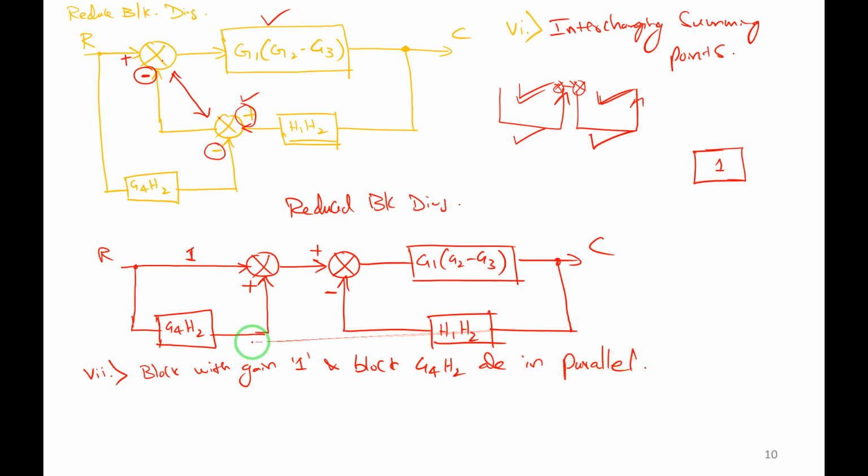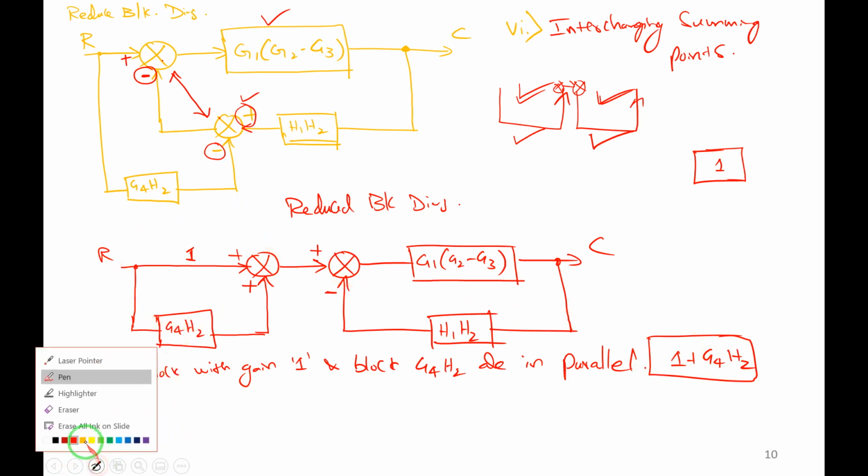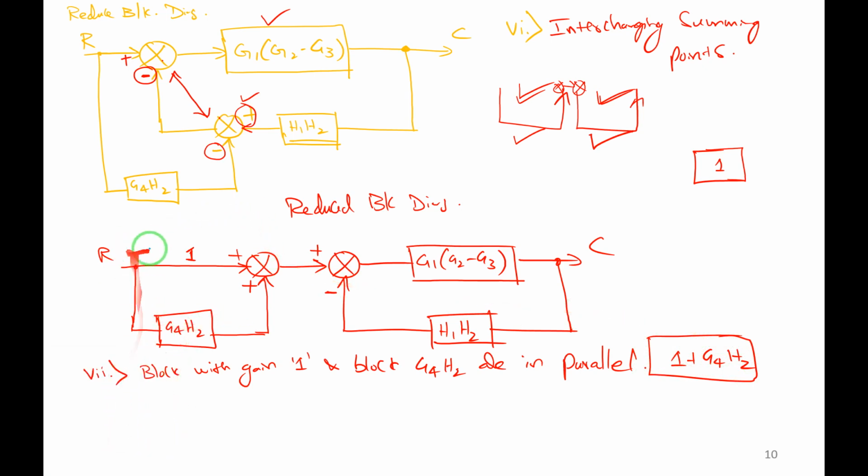If they are in parallel, what will happen? Just observe the sign here: 1 plus G4H2. So it will become a single block. This entire thing vanishes. I will use another color ink. You can observe here, this entire thing will vanish.